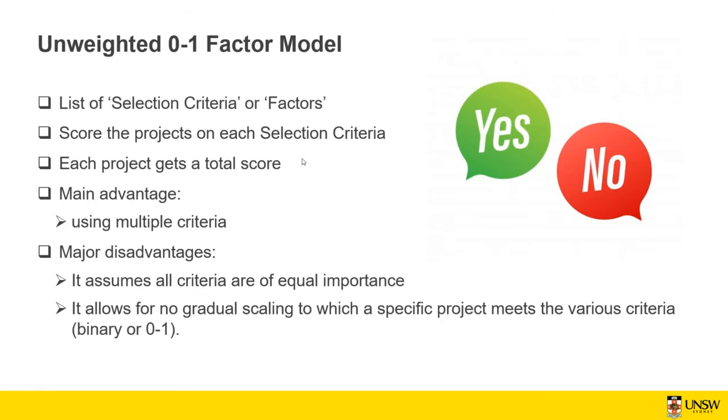So sometimes maybe a project is just partially satisfying that criterion, and giving it a 0 is not going to be fair. Or a specific project may provide most of the requirements for the criterion, but there are some elements missing. In that situation, you tend to give it 1, but it's not really 1 if you compare it to another project that meets all the requirements. So these are the main disadvantages, and based on that, this model is not commonly used.